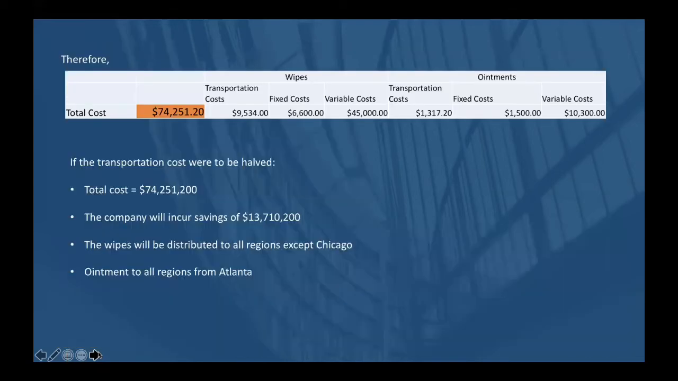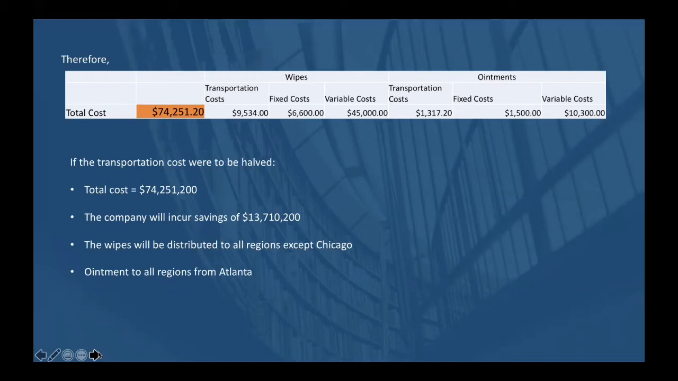The difference is this time the total cost is $74,251,200, which is actually $13,710,200 lower than that. So by this, we can understand that if transportation cost was decreased, and only if we would consider transportation cost as our biggest factor, then moving away from Chicago and into 3 new plants is actually the best way to do it.